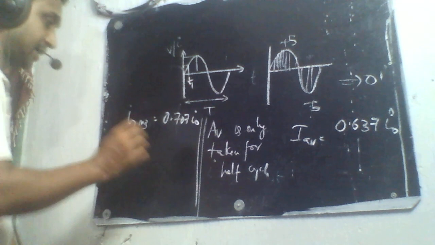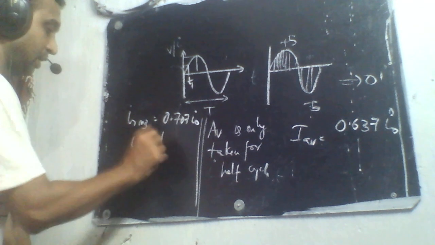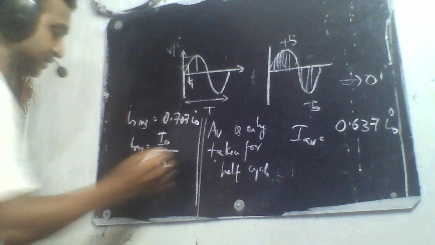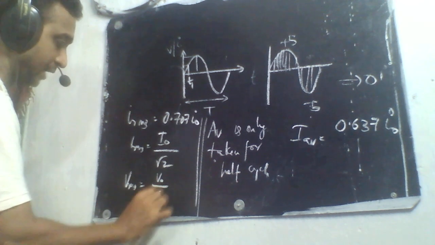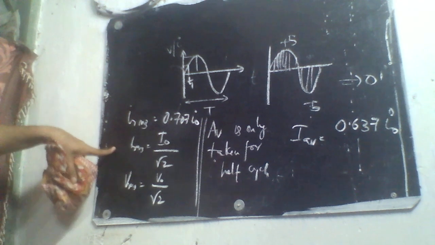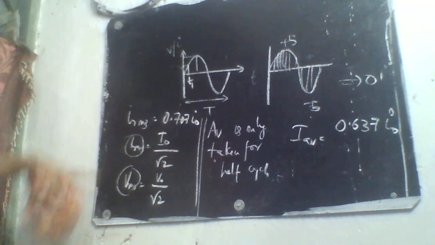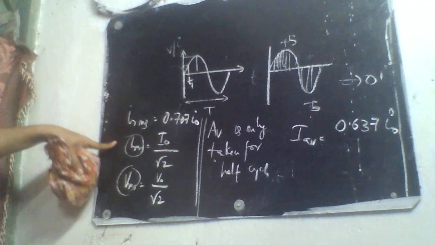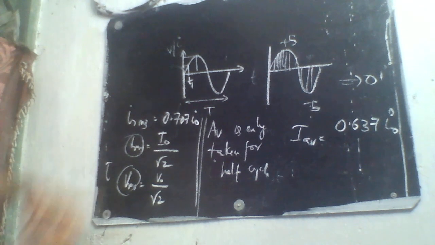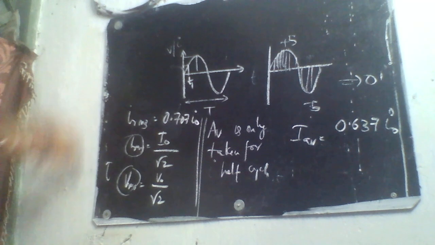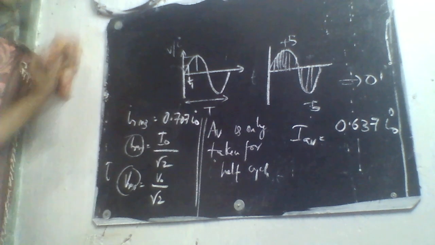Sometimes it will be written like this: I RMS is equal to I0 by root 2. Similarly, V RMS is equal to V0 by root 2. Another thing to note down is that an instrument always measures the RMS value. So if they give that a voltmeter measures this much voltage, that is the RMS value which is shown. In some numericals they will say this. So this is about I average and I RMS.